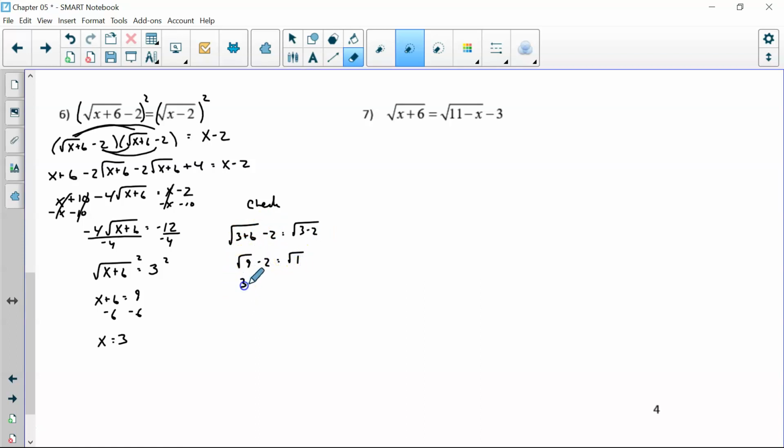The square root of 9 is 3. So 3 minus 2 equals, the square root of 1 is 1. 3 minus 2, 1 equals 1. That's a true statement. This solution, x equals 3, is a valid solution.